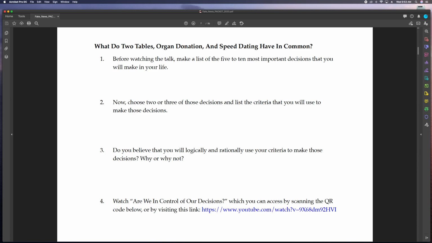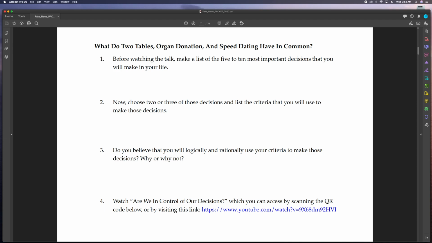And then number 2, it asks you to think about those decisions and list the criteria that you'll use to make those decisions. And essentially what that means is, do you have money? Can you buy a vehicle? Do you have the money to buy a vehicle? Do you have the money to rent an apartment? Do you have the money to get the clothes that you need for your first job? It's not just money, availability. Even in terms of spouses, who's available to you to choose from.